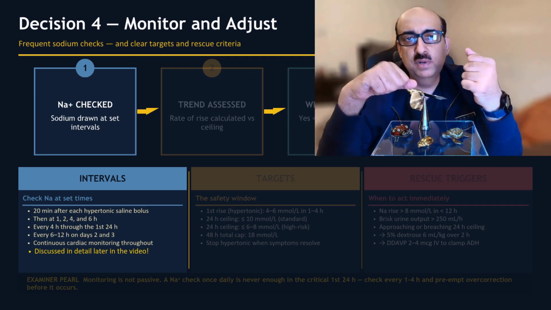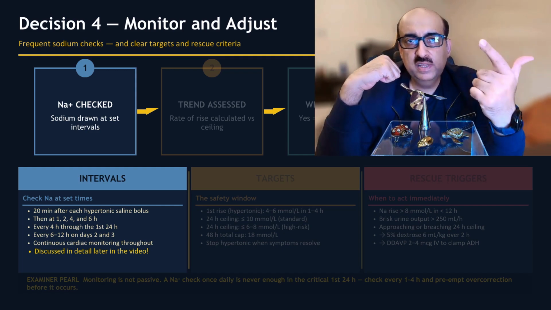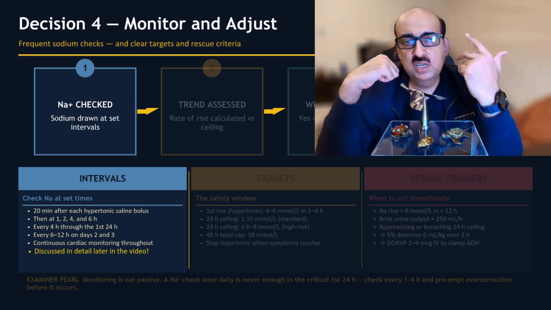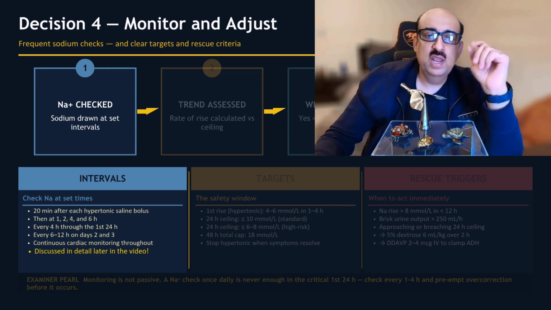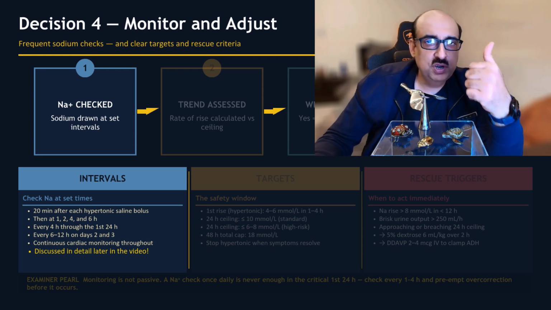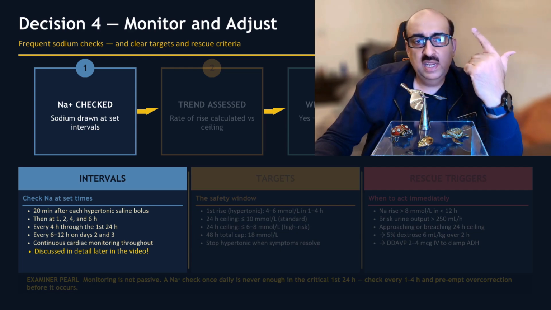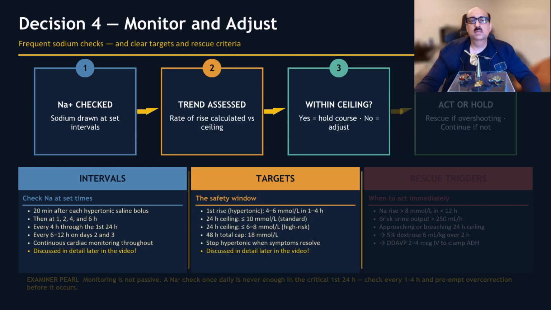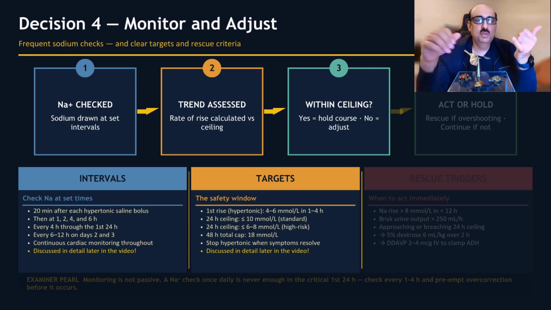The 4-step loop is simple. Draw sodium, calculate the rate of rise, compare against your ceiling, and then either act or hold, and then repeat. 4 intervals to memorize. After every hypertonic saline, repeat sodium at 20 minutes. Secondly, you have to repeat it at 1, 2, 4, and 6 hours. And what are the targets? If you remember, I discussed a mnemonic with you, 4 to 6, 6 to 8, 8 to 10, and 18.